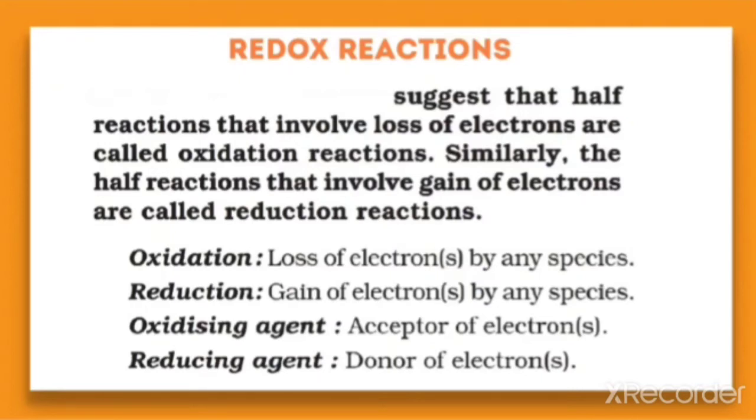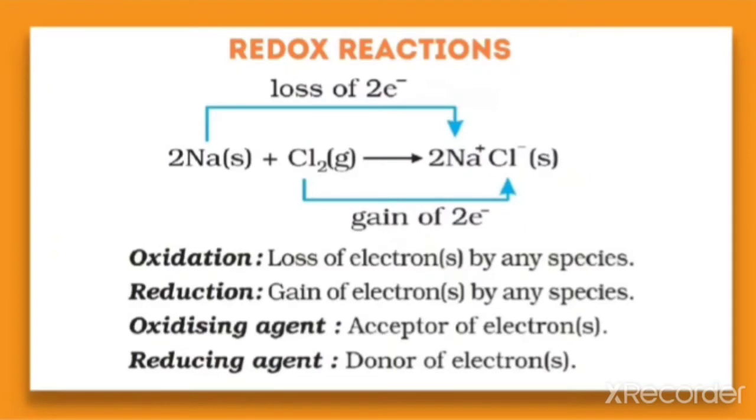Let us discuss what the oxidizing agent and reducing agent are for a particular equation. We take the same example here, sodium plus chlorine giving rise to sodium chloride. Both reduction and oxidation are taking place in this, so it is a redox reaction. Instead of splitting here, we will write directly: sodium metal to sodium ion. There is a loss of two electrons here, because two sodium atoms are converted into two sodium ions. And in the second step, the chlorine is converted into chloride ion with a gain of electrons.